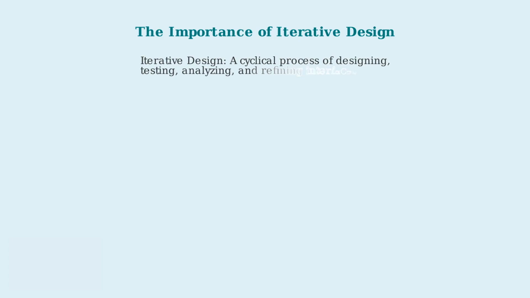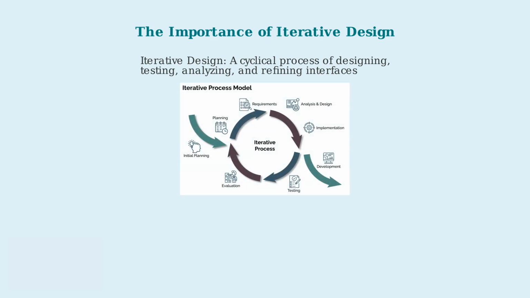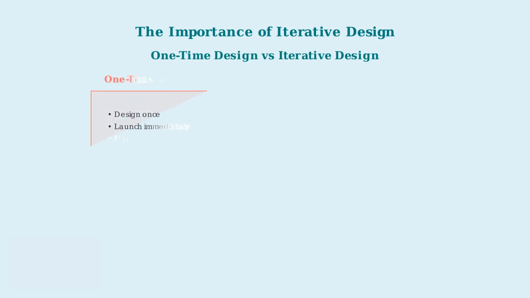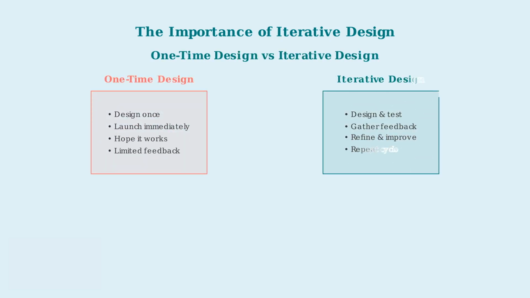Iterative design is a cyclical process where interfaces are continuously designed, tested, analyzed, and refined based on real user feedback and data. This iterative process follows a continuous cycle. We start with initial planning, gather requirements, design and analyze, implement and develop, then test and evaluate before beginning the cycle again.